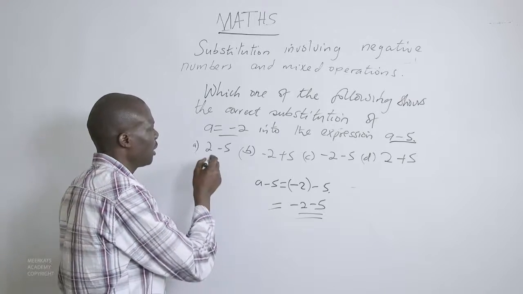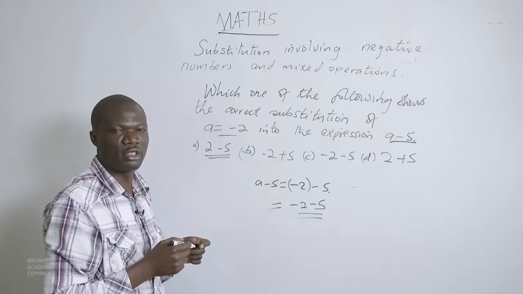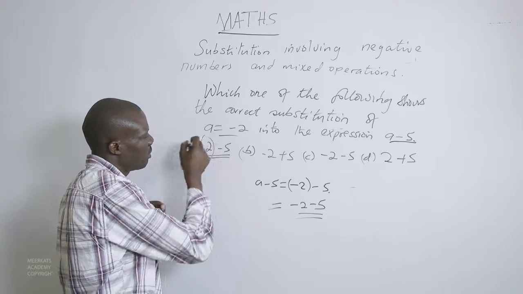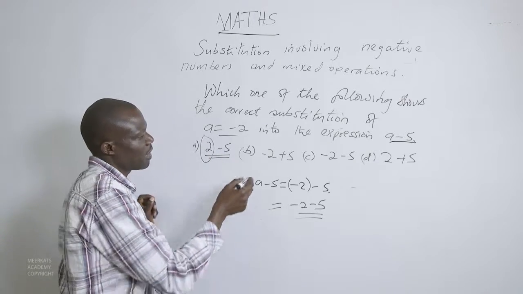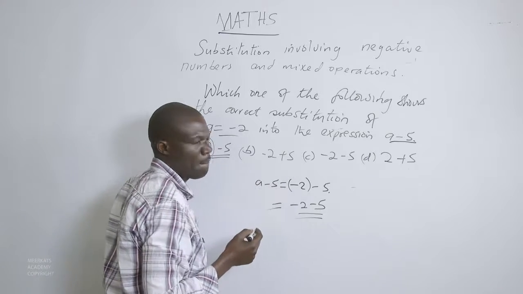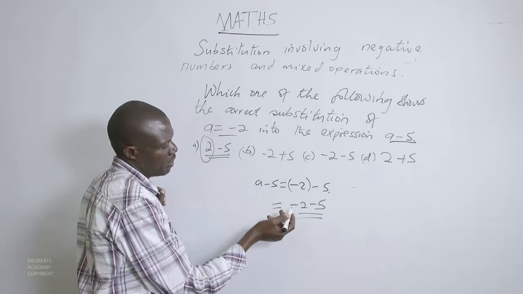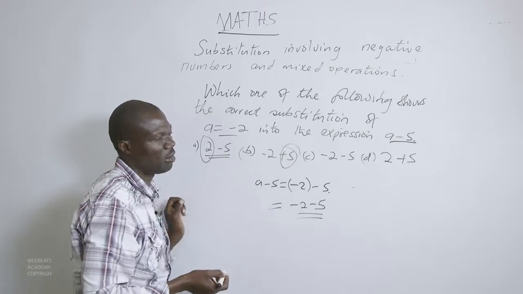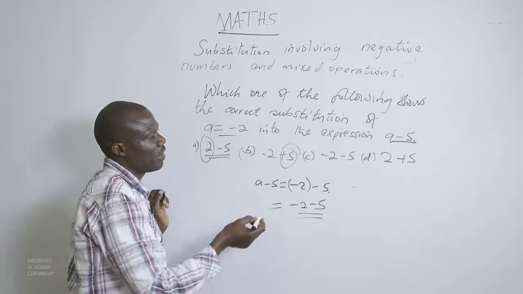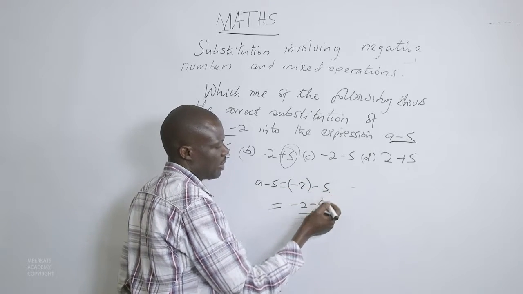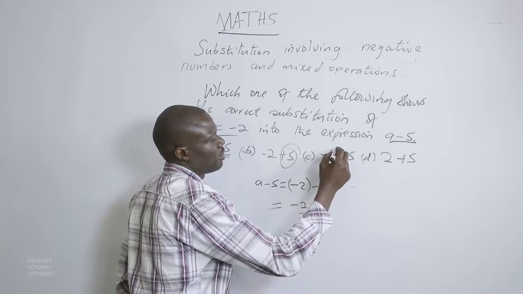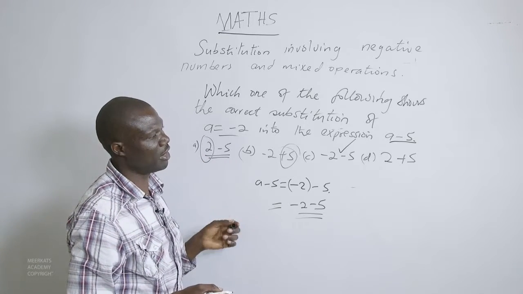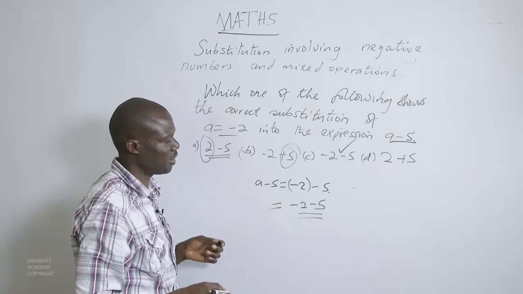So the first one here is 2 minus 5. It's not the case because of this first digit. The second one is -2 plus 5, and this is -2 minus 5, so this one again is put off because of that part. The third one is -2 minus 5. So we take up the third one to be correct, and definitely it means that the fourth is not correct.